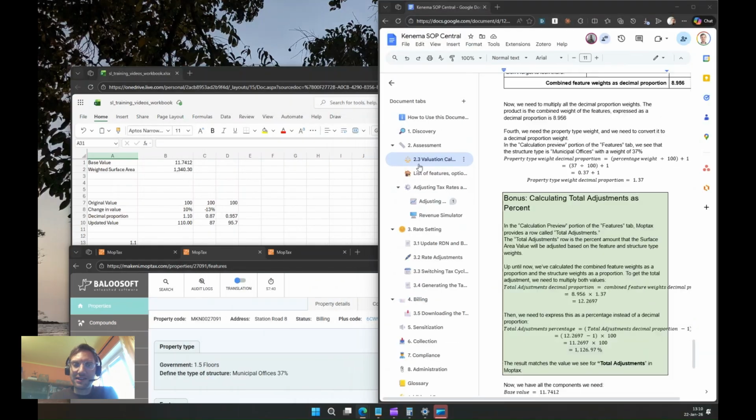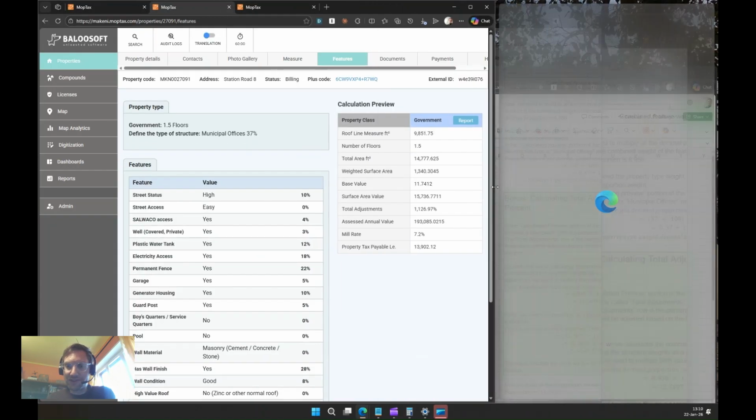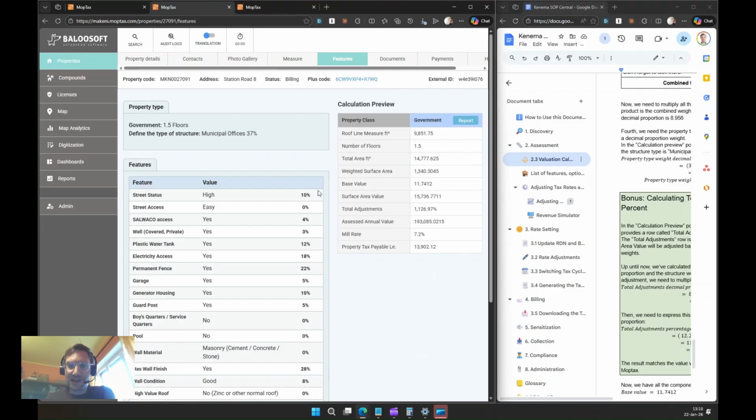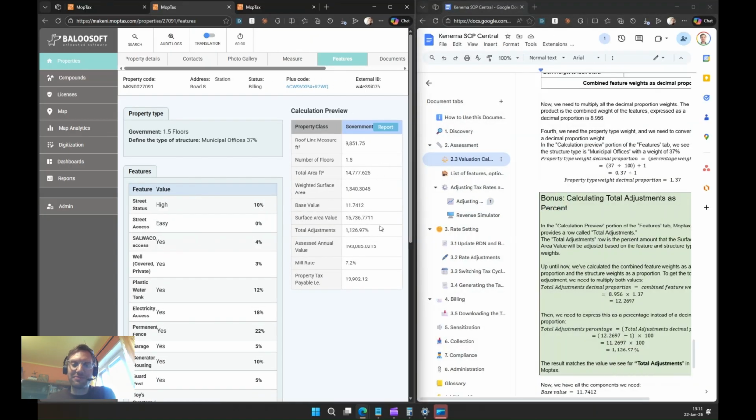Let's compare that to what we see in mob tax. There it is. The total adjustments, 1,126.97, right? So this total adjustments field that we see in mob tax is from multiplying all the feature weights times the property type weight. But to do that multiplication, you have to convert them from percentages to decimal proportions, and then you convert them back to percentages, and you would get this total adjustments amount.